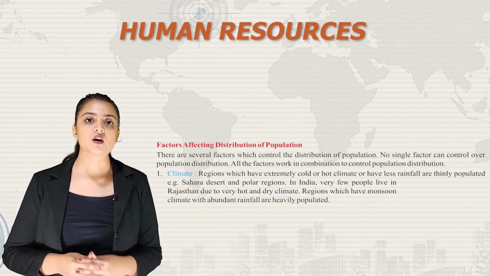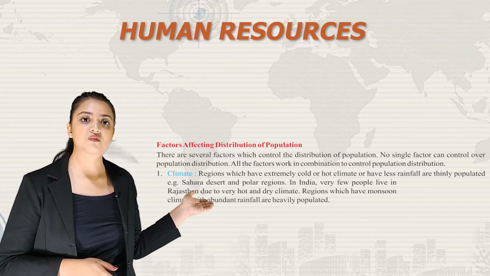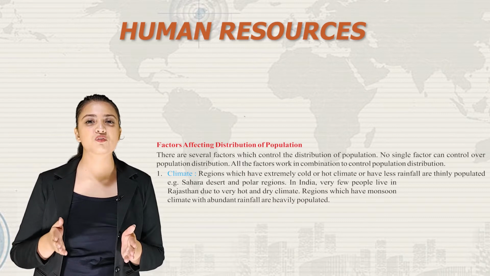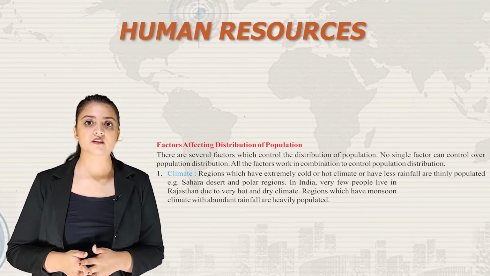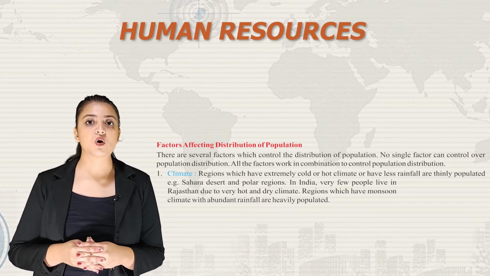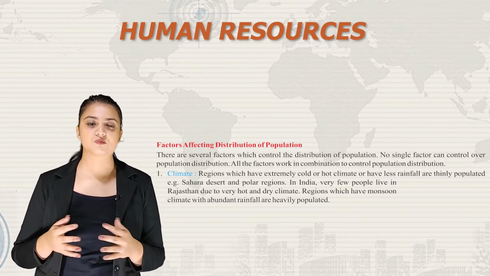Now, let's talk about factors affecting distribution of population. There are several factors which control the distribution of population. No single factor can control population distribution. All the factors work in combination to control population distribution.